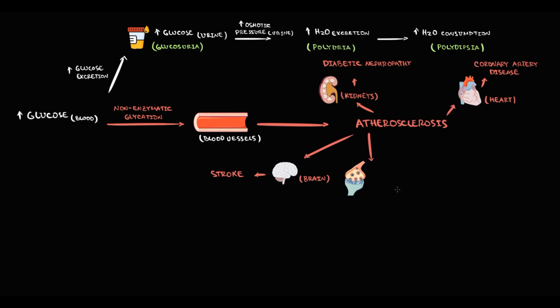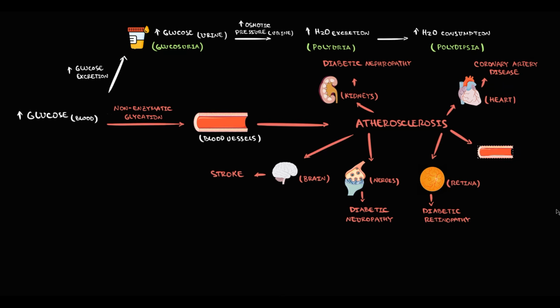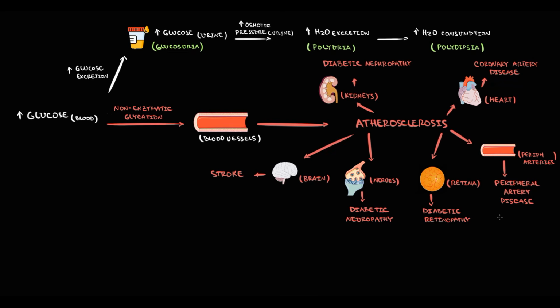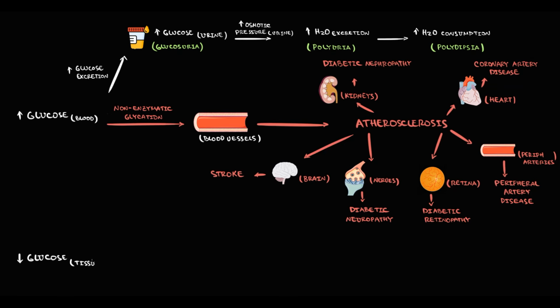In the nerves, it will cause diabetic neuropathy. In the retina, it will cause diabetic retinopathy. And in the peripheral blood vessels, it will cause peripheral artery disease. Exactly atherosclerosis-related injury we consider as the major complication of diabetes. But the second component of diabetes is decreasing amount of glucose in the tissues.